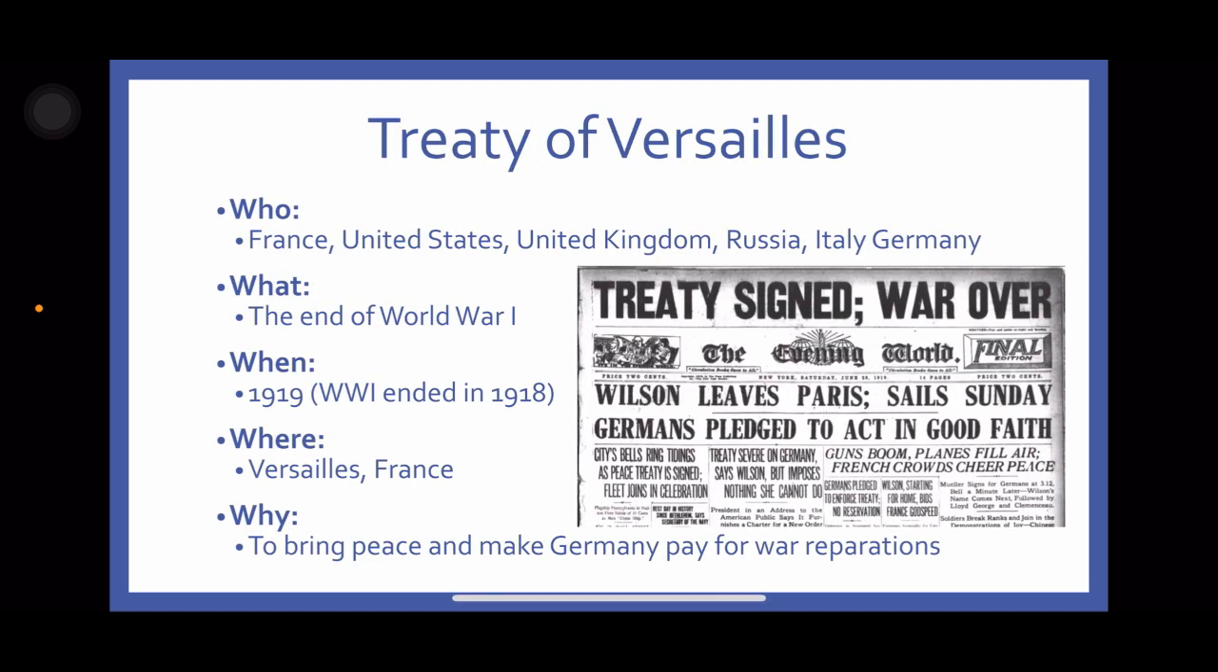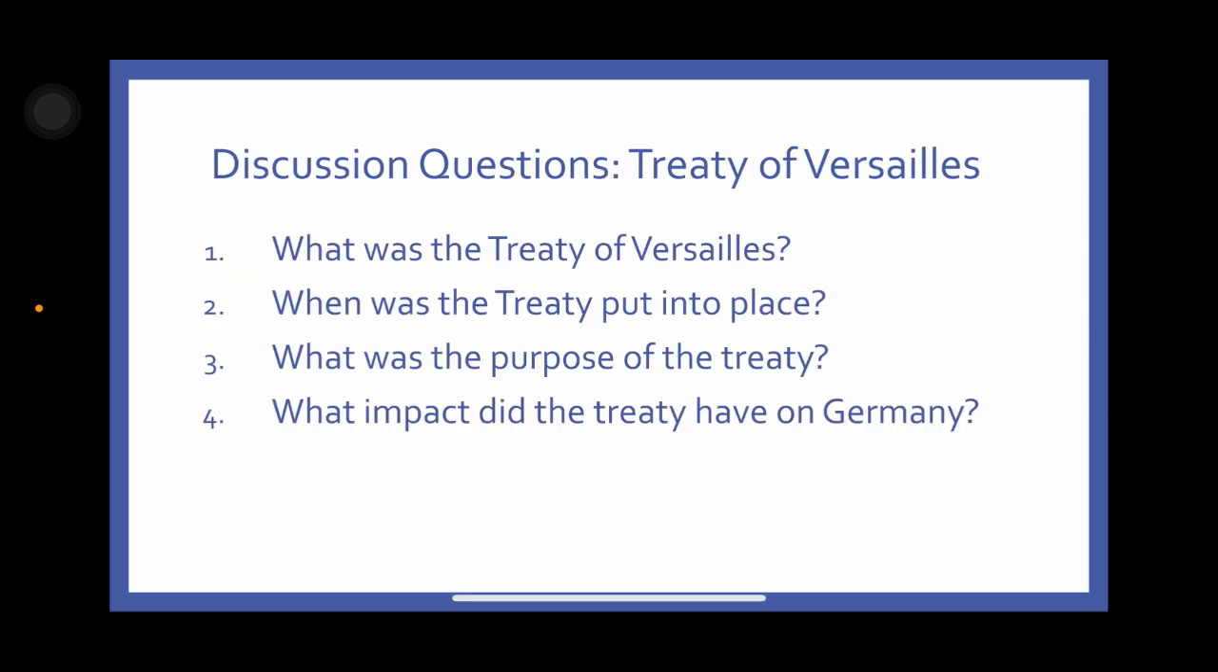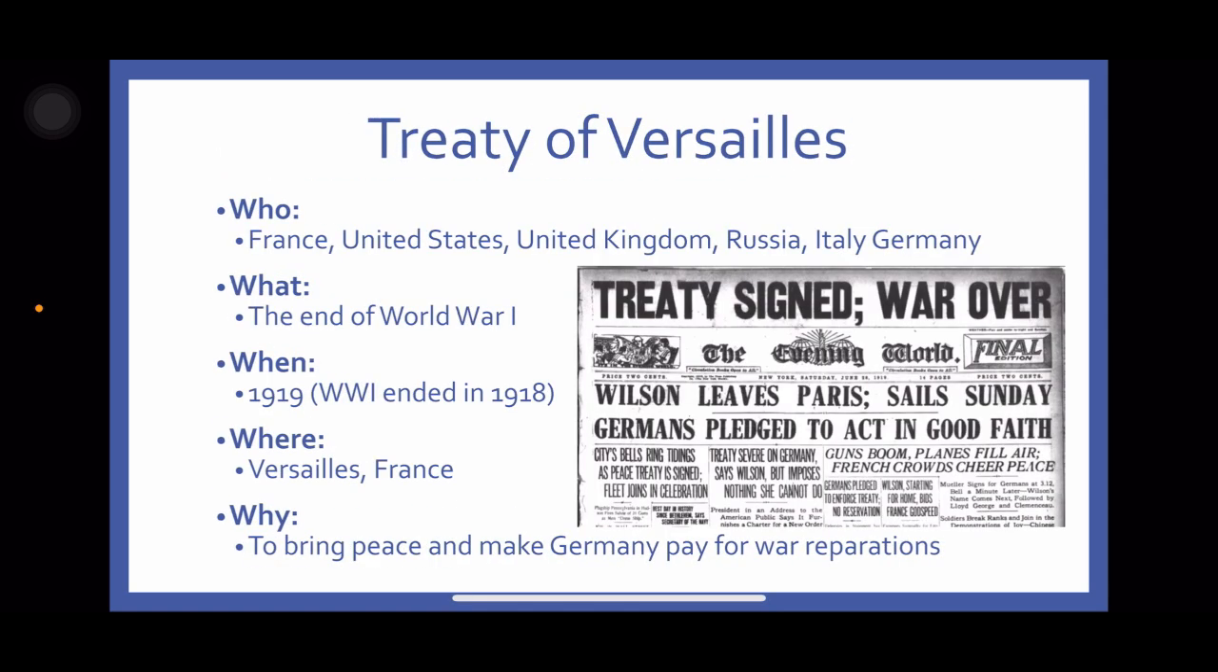Treaty of Versailles. It shows a lot of who, what, when, where, why, but I don't even want to talk about this. What we really need to focus on is the 4th thing of the Treaty of Versailles, which is why the Treaty of Versailles was going on, and what Germany was blamed for. So the Treaty of Versailles happened because World War One ended, and Germany had to take blame for the war.